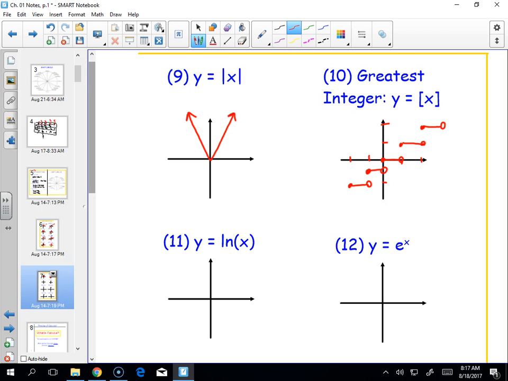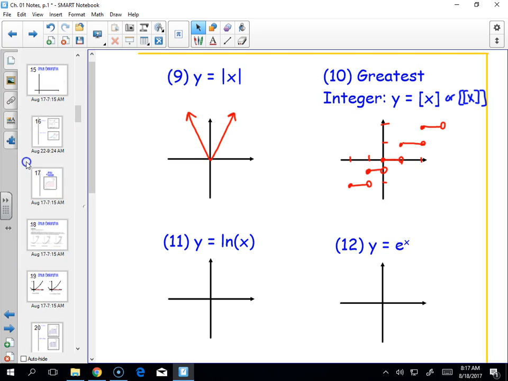I know it's weird. And to be honest, if you see it this year, you'll see it once, but it does show up on the SAT and math placement and stuff like that every now and then. So I just want to make sure you know what it is. There is another way of noting it. It could also be little double brackets. Or they can just call it the greatest integer or the step function.